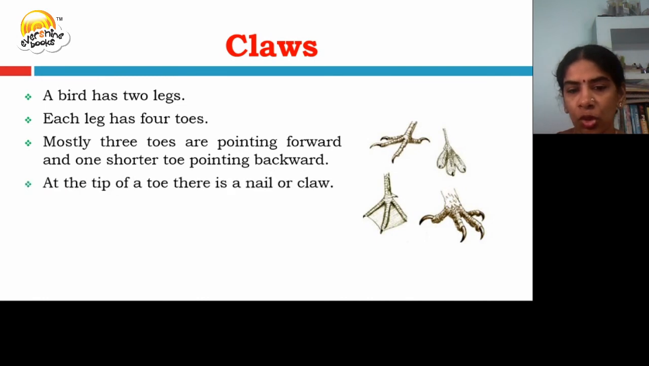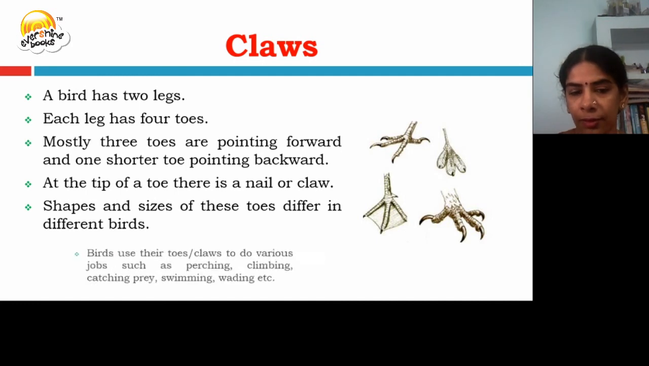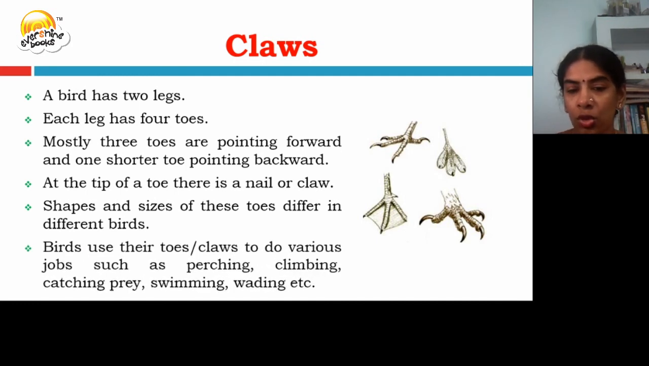At the tip of the toe, you can see a nail. I will call it a claw. Shapes and sizes of these toes will differ in different birds. Birds use their toes or claws to do perching, climbing, swimming, catching prey, wading, etc.